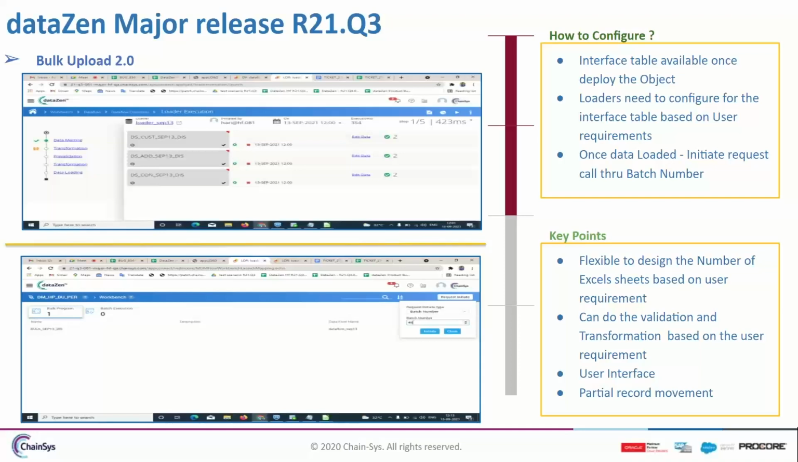And the key takeaway points I would put here: flexible design, where we brought up a number of examples that can be based on user requirements; validation and transformation are all based on the user; a very easy user interface; and partial record movement, which is feasible today.